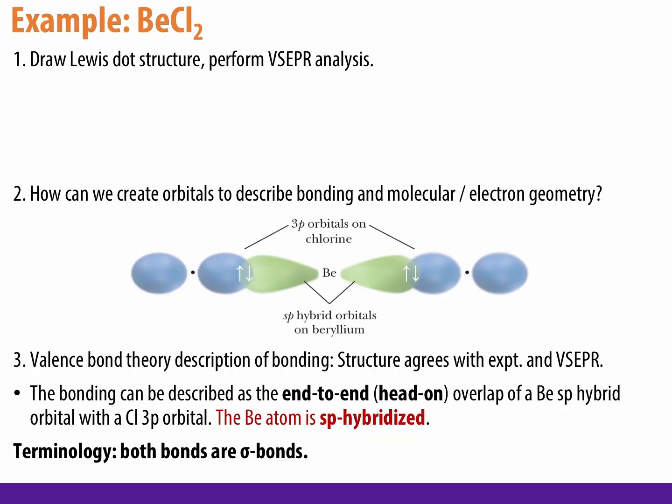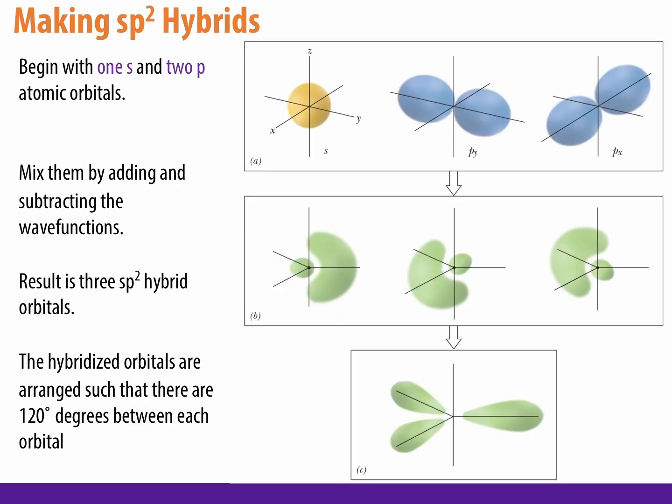Okay, so just finishing our description of BeCl2, both of our bonds using this new terminology are sigma bonds because they're that direct head-on overlap. Next, let's look at what an sp2 hybrid orbital would look like. So this shows the process of combining one s and two p orbitals. If we remember, we had three p orbitals to start with, so there's also a pz orbital, but that's just going to sit here and stay available to us to do something else with.